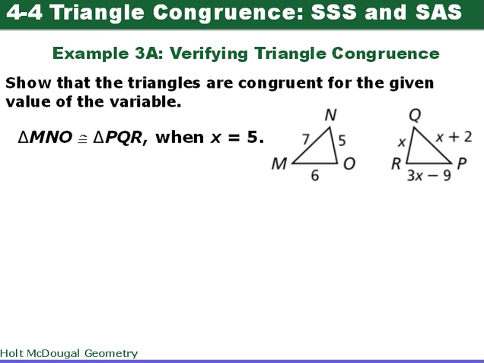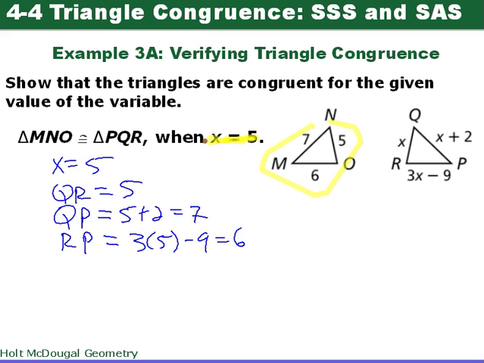All right, so we're going to show that the triangles are congruent for the given value of the variable. So it tells us that x is equal to 5. X is equal to 5. And we have the side lengths for this one. We don't for the second triangle, so we're going to plug x equal 5 into those expressions and see what we get.